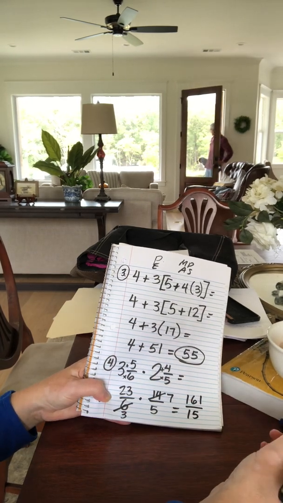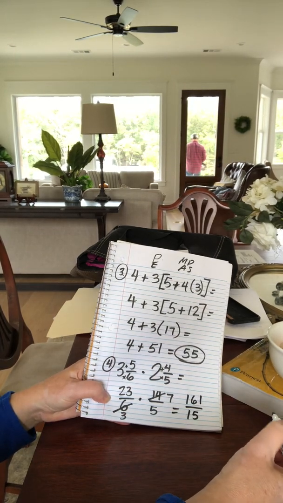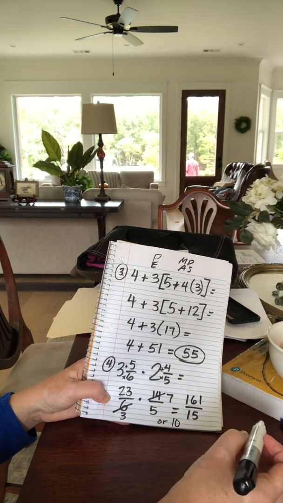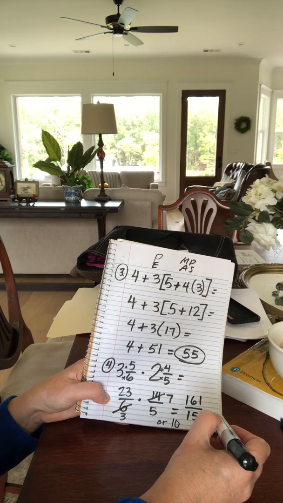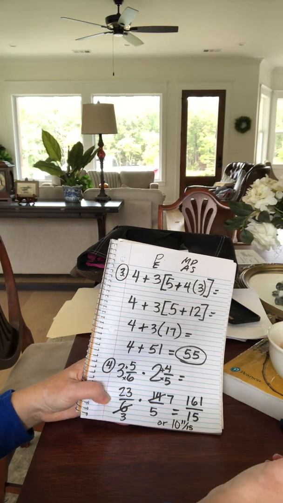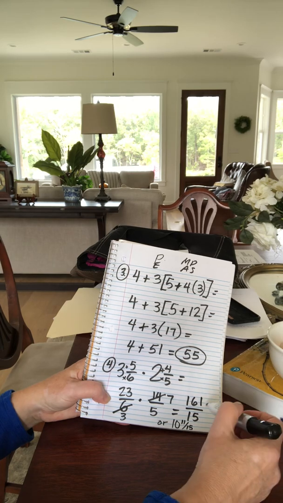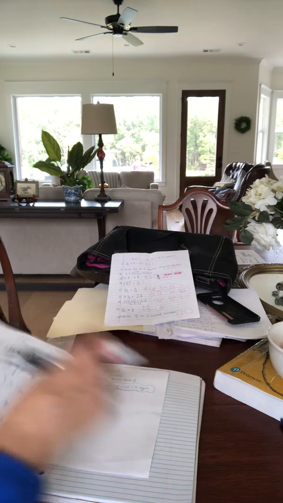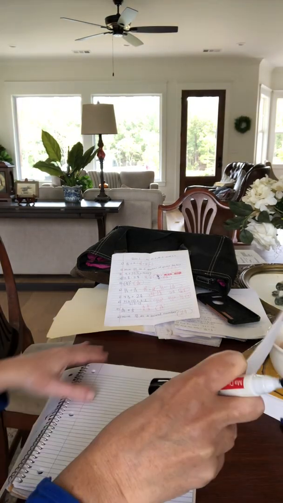And you could just leave your answer like that, 161 over 15. If you want to change it to a mixed number, it's 10 and 11 fifteenths. So either answer's fine for number 4. You could leave it as an improper fraction or change it to a mixed number. Number 5.